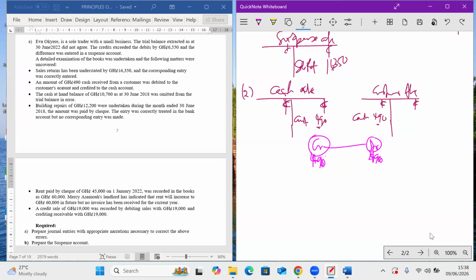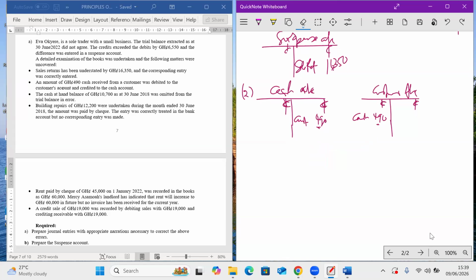So if they do not affect the agreement of the trial balance, what do we do? We correct without using suspense. You've been told it will be in the exam, so you cannot afford to fail. So we correct it without using the suspense. Let's correct it.